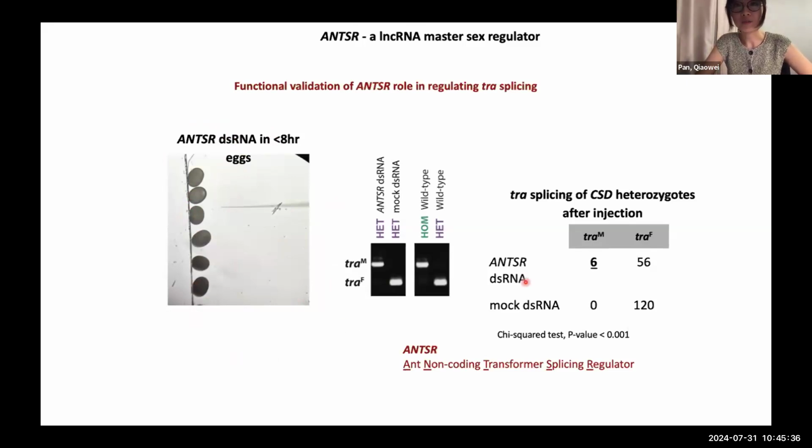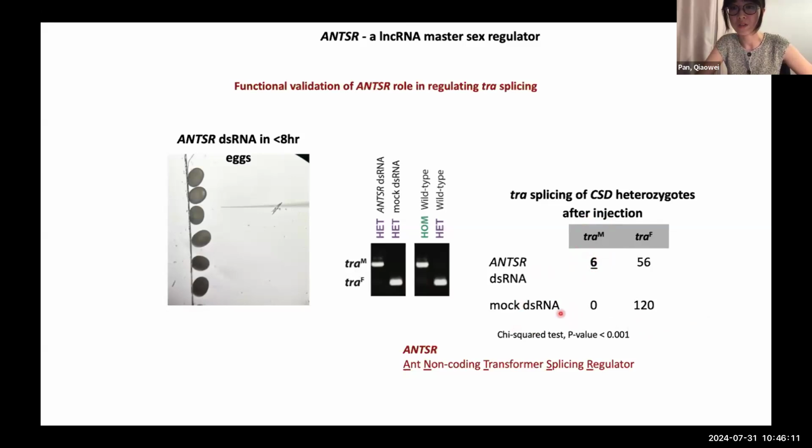And with the RNA fraction, we checked the splicing pattern of transformer. On this table, I'm only showing you the result from embryos that are heterozygous at the sex locus, which means they are destined to develop into a female. But about 10% of the individuals injected with the double-stranded RNA targeting our non-coding RNA showed exclusively the male-specific form of transformer.